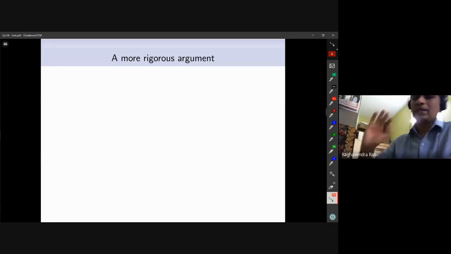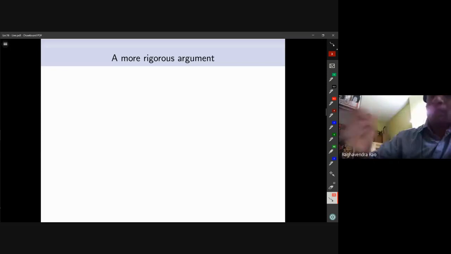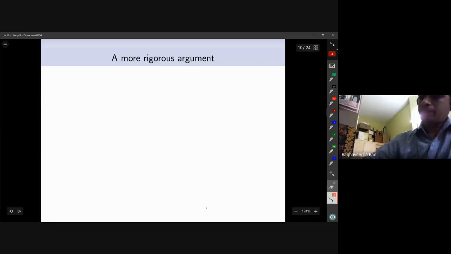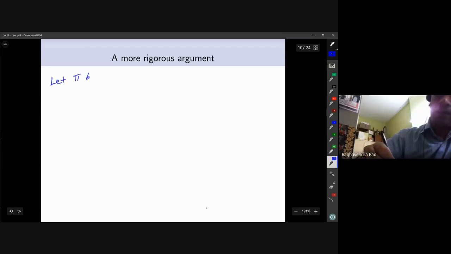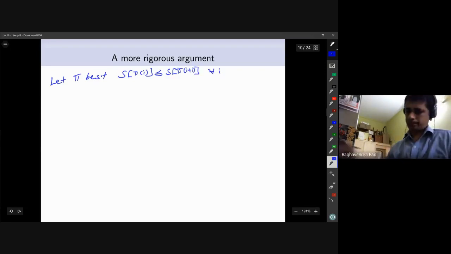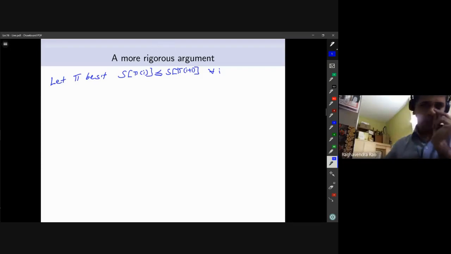So what is the claim? So what we wanted is, let's write down the claim in a different language. So let pi be such that s of pi i is less than or equal to s of pi i plus 1 for all i. So that means pi is sorted. So the revised statement is the following.